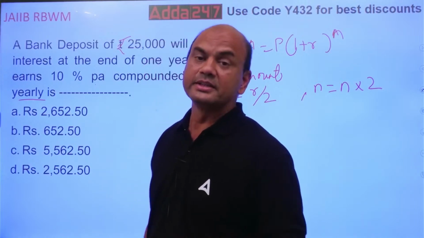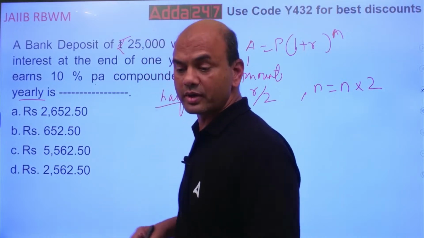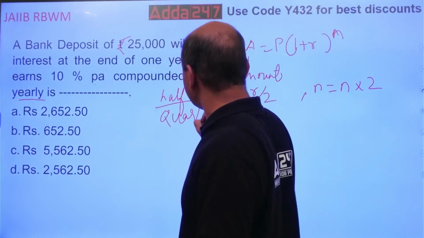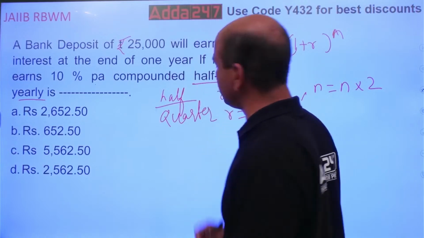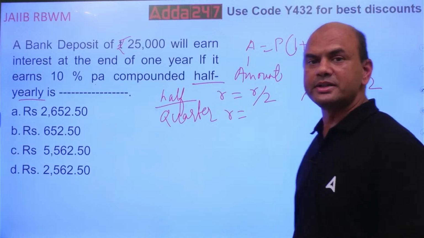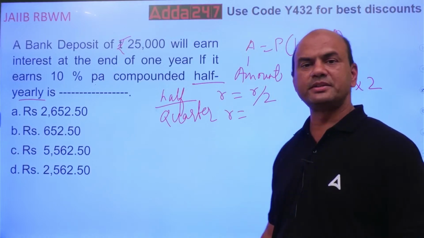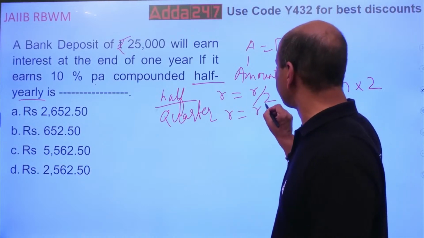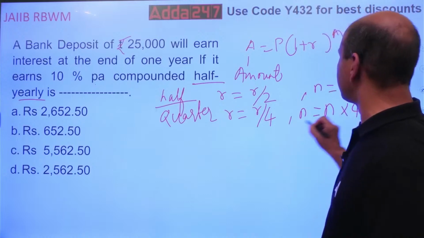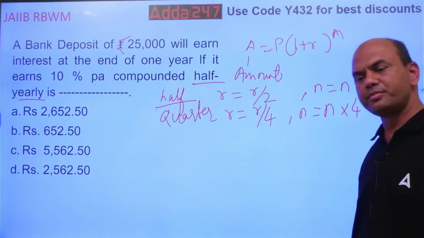Point number 1. Second, this is for half year. If I am doing it for quarter instead of half, then R equals what? Comments, fast. Let me see. R equals R upon 4, and N equals N into 4. Whatever number you divide R by, the same number you multiply to N. Simple rule.